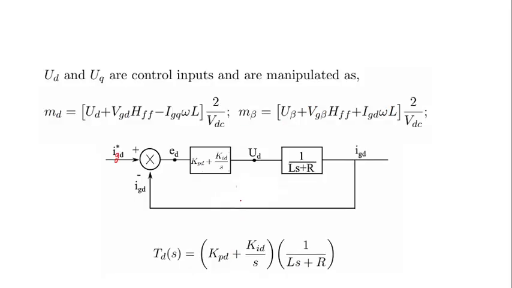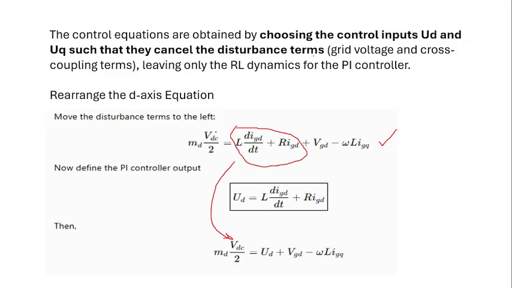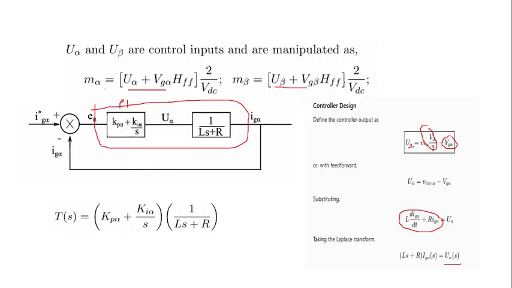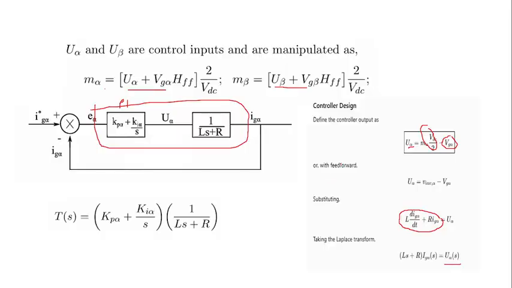But if you design in DQ frame, you will get this one. In DQ frame, we consider omega, these decoupled components. Okay. In alpha beta frame, we don't have those decoupled components, but in DQ frame only we get these decoupled components. In alpha beta, we are not considering the decoupled components. Here we don't have the decoupled components. So we don't have any cross coupling here, but we are taking the feedback signal from grid.